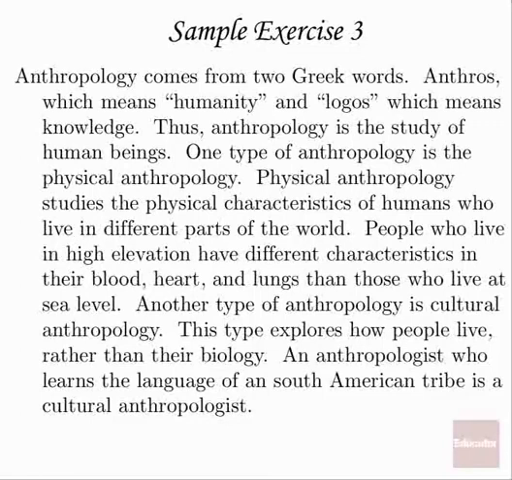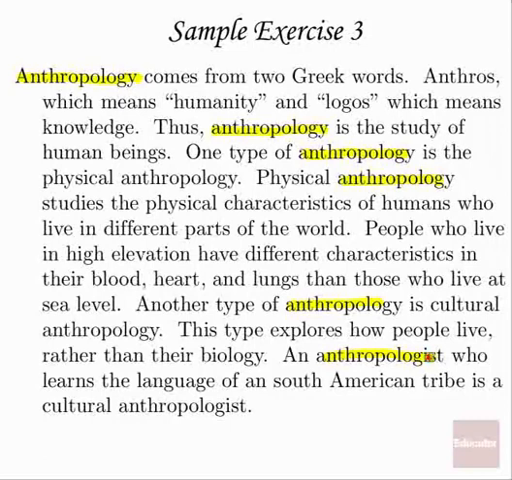Here's another exercise for you. Anthropology comes from 2 Greek words, anthros, which means humanity, and logos, which means knowledge. Thus, anthropology is a study of human beings. There was a word here that was defined for me right at the beginning. Chances are that's a very important word. And I do notice that this big word anthropology keeps coming up again and again. Have I found my topic? You bet I have. I know the topic is anthropology.